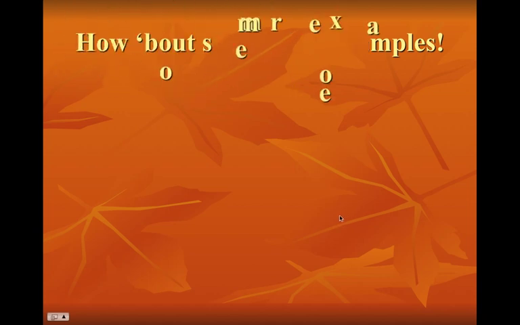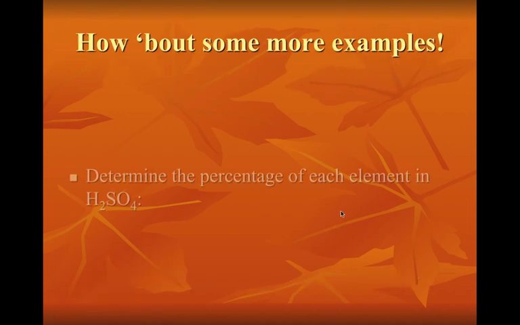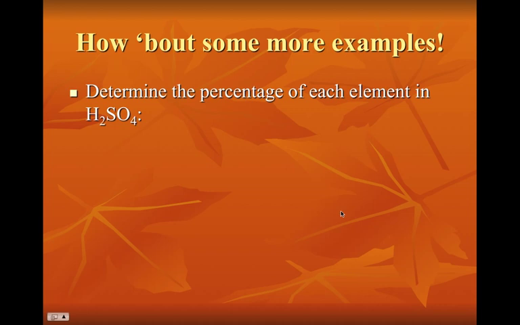How about another example? Determine the percentage of each element in H2SO4. So we have H2SO4. This is sulfuric acid. Something that starts with a hydrogen is going to be an acid. So the first thing that we need to know is the overall mass of this compound.